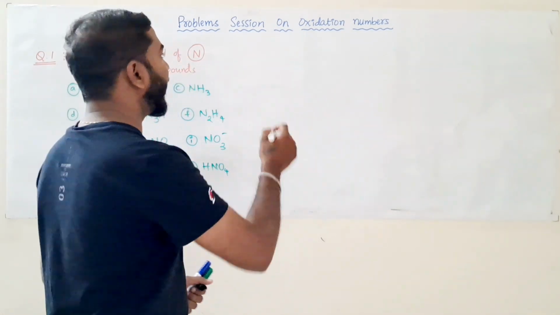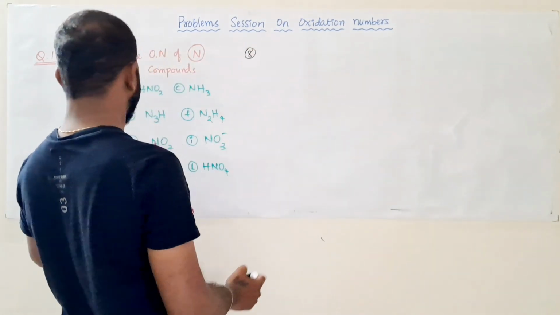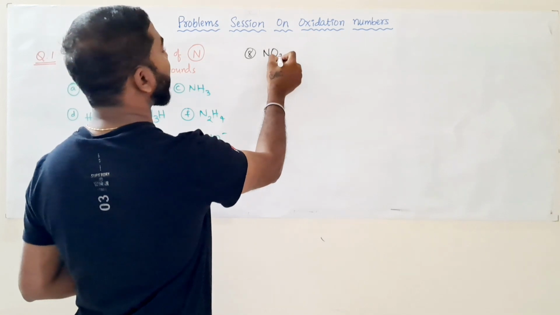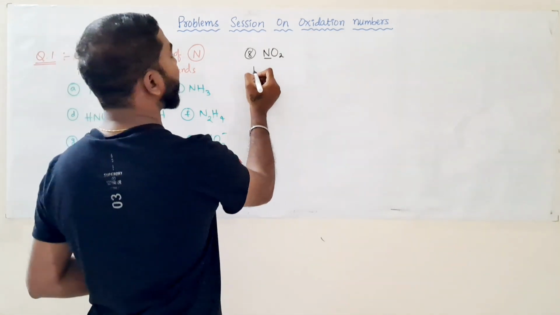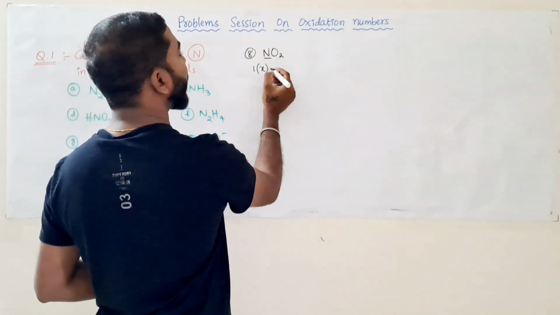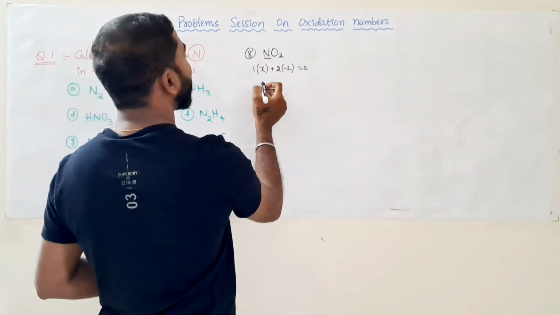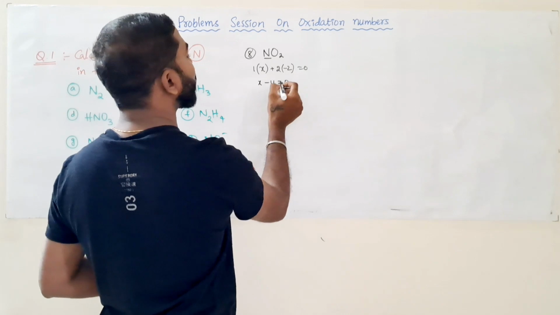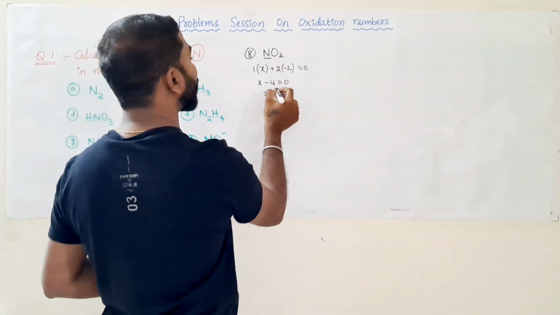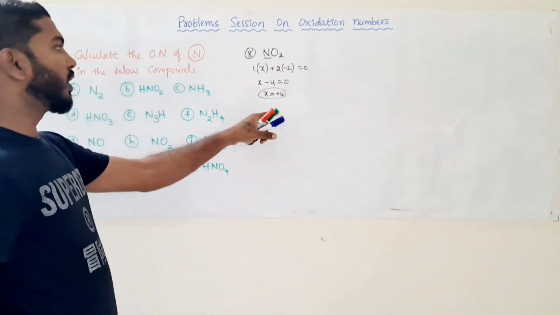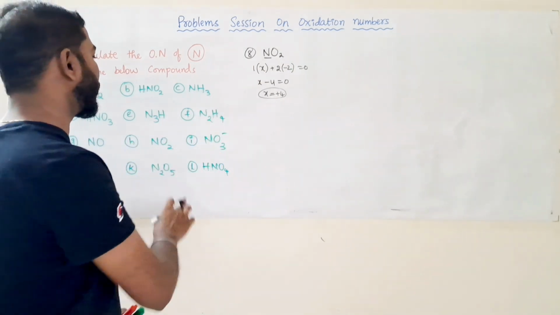Okay, let's move on to the eighth one. The next one is we have nitrogen dioxide. That is nitrogen's oxidation number we need to calculate. That is 1 into x plus 2 into minus 2 is equals to 0. So x minus 4 is equals to 0, then x is equals to plus 4. So the oxidation number of nitrogen in nitrogen dioxide is plus 4.